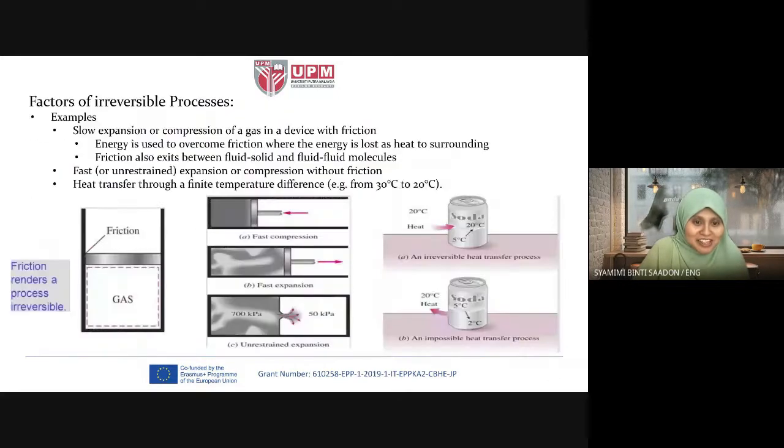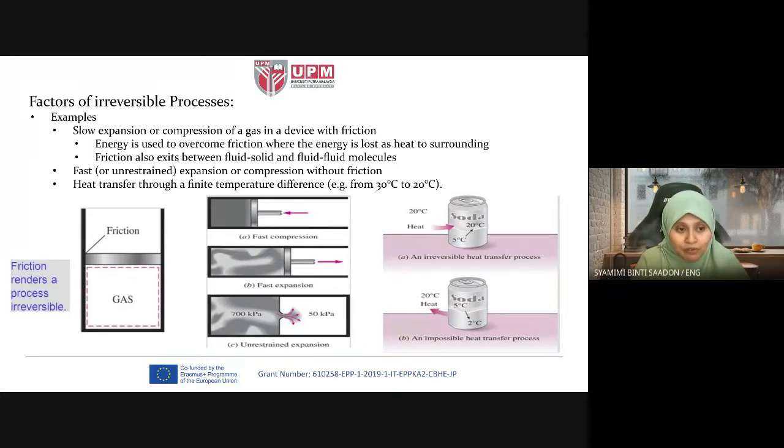Okay. Next, factors of irreversible process. What are the factors? What might happen? The factors that can lead to an irreversible process. First, the slow expansion or compression of a gas in a device with friction.